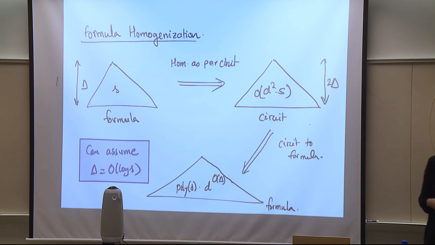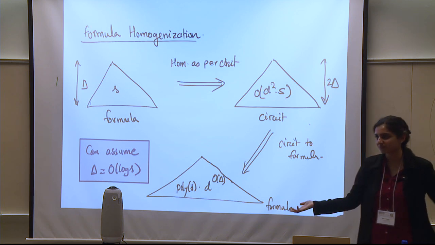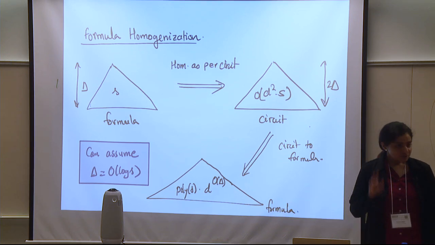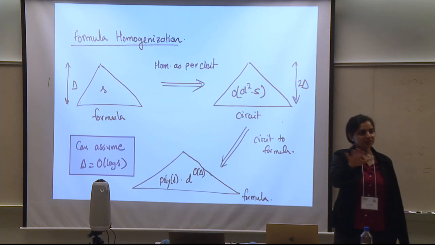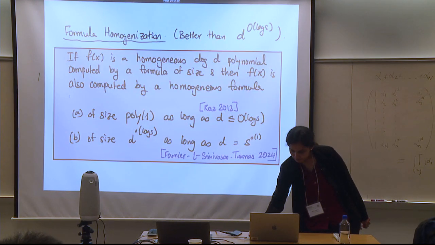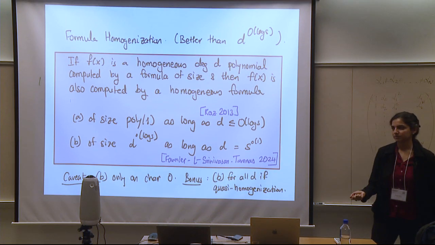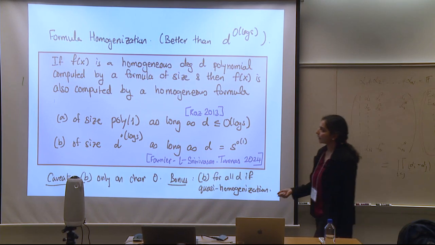d to the log s is not terrible actually. It's not really exponential. It's like d to the log s. It's fine, and this you can do. So formula homogenization is possible up to this size. And in some recent and older results, slightly better is also known.